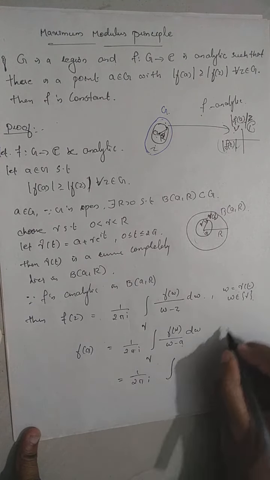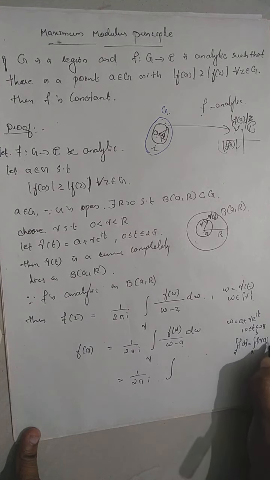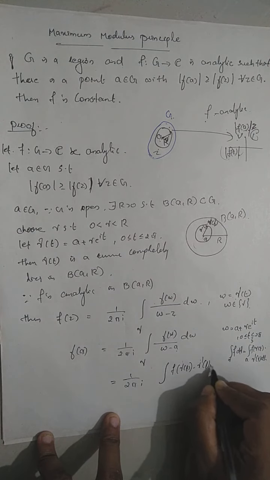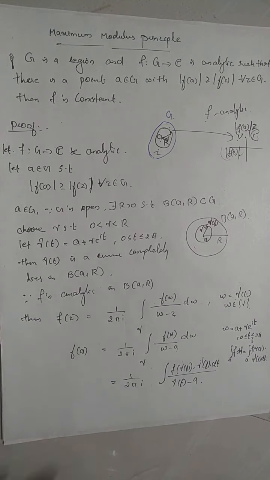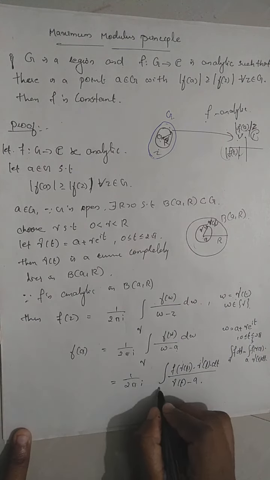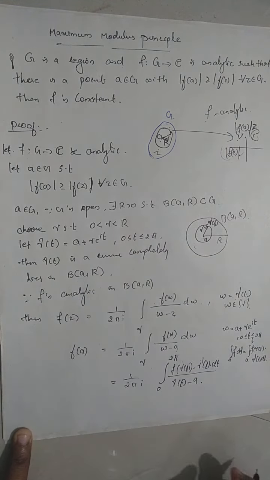So this complex integral can be converted by the formula: integral over gamma of f d gamma is equal to integral from a to b of f of gamma of t times gamma dash of t dt. So using this idea, this can be written as f of gamma of t, gamma dash of t dt, divided by w, which is again replaced by gamma of t minus a. The limit is 0 to 2 pi because t goes from 0 to 2 pi.